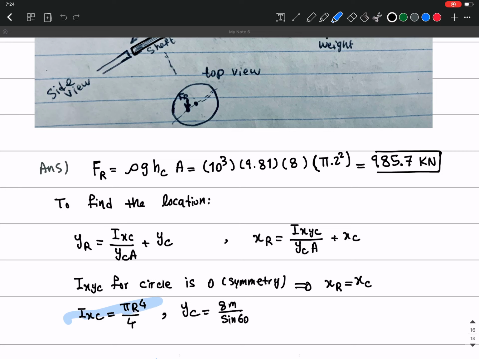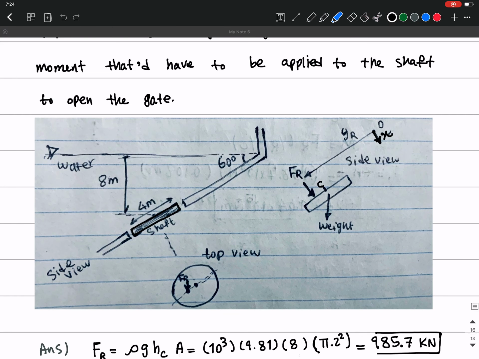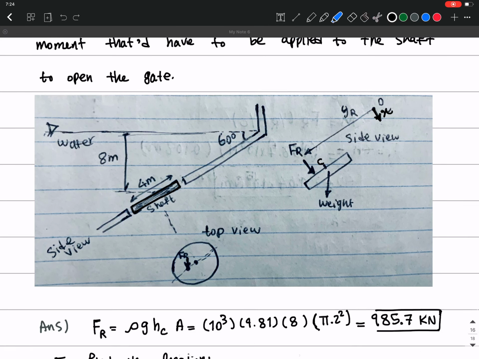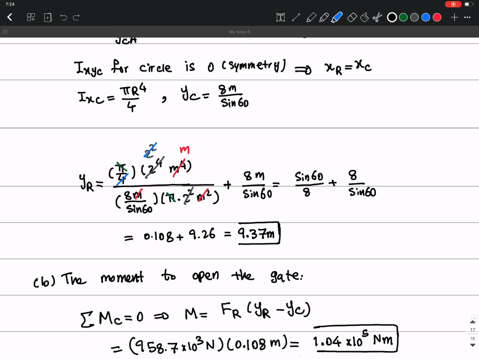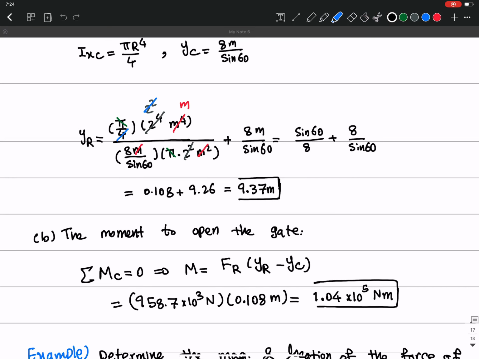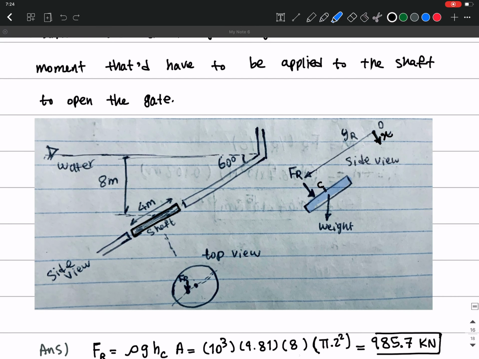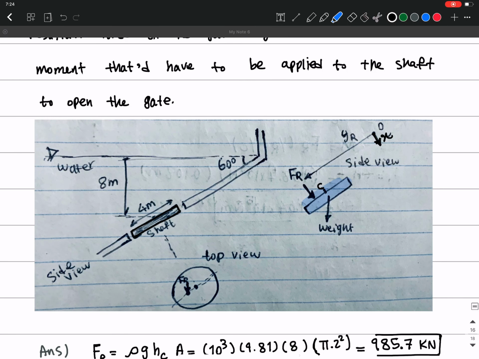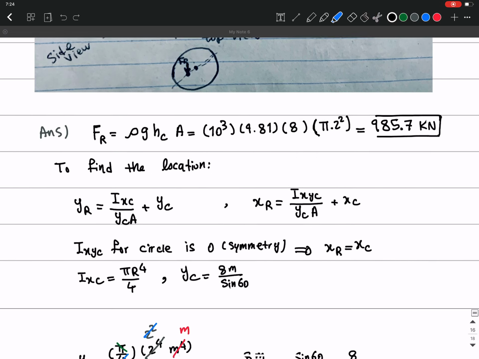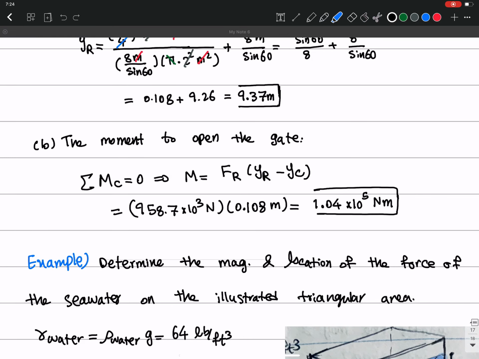And these are also things that we used from the table. IXC, we have it from the tables. And YC we calculated based on trigonometric relations in these examples. So this also gives us the location of the resultant force. And for the moment, we simply calculate the moment around the center of this shaft to avoid the weight of that. So it's going to be FR times YR minus YC, which is going to give us this magnitude.